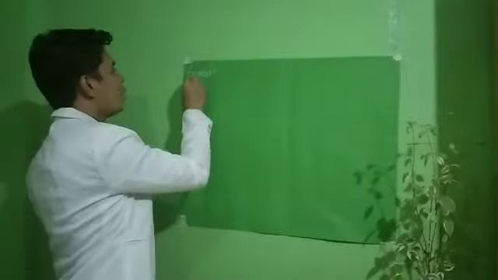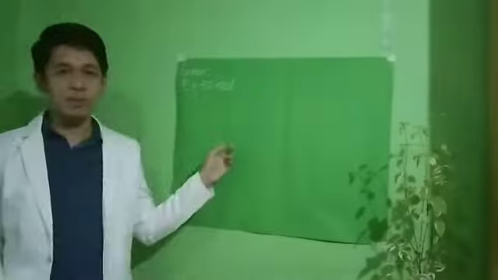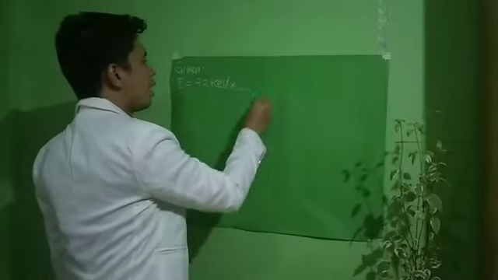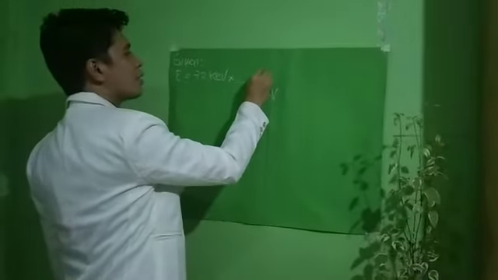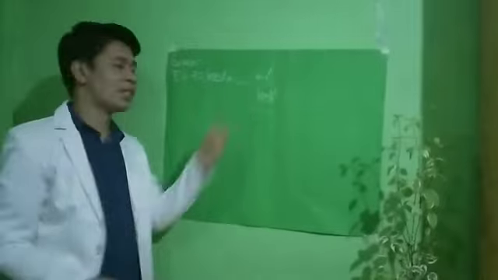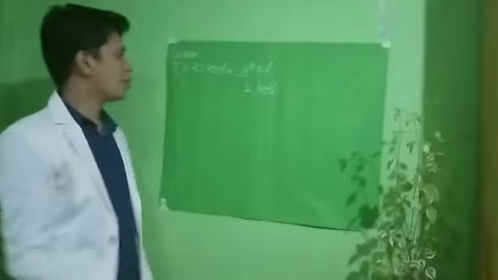Okay, so given, we have our energy is 72 kilo electron volts. So we need to convert 72 kilo electron volts into electron volts lang, diba? So for every 1 kilo electron volts, there are how many electron volts? Which is bigger, kilo electron volts or electron volts? Mas dako si kilo electron volts. So for every 1 kilo electron volts, there are 10 raised to 3 electron volts.